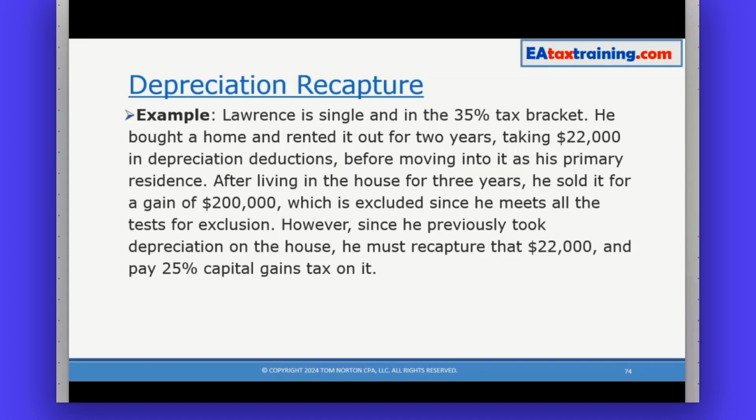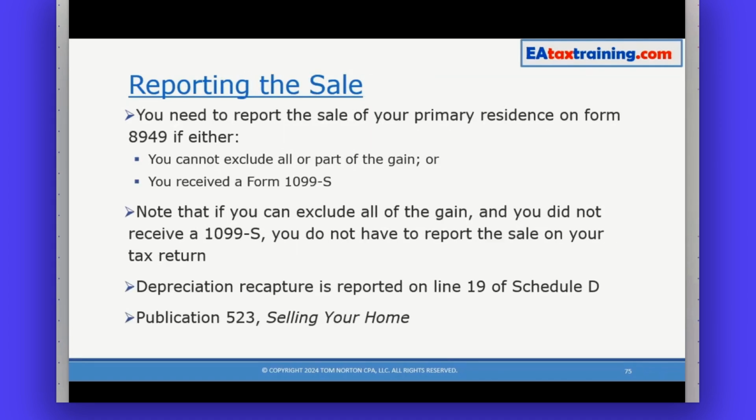However, he rented his house out. So as part of that, he was able to depreciate the house, and he took $22,000 of depreciation deduction. So now when he sells the house, he has to pay tax on that $22,000 up to a maximum of 25%. In his case, that's how much he has to pay, 25%, because he's in a 35% tax bracket. So he gets to exclude the $200,000 except for that part that he took depreciation on, the $22,000, in which case he's going to pay 25% tax on that.